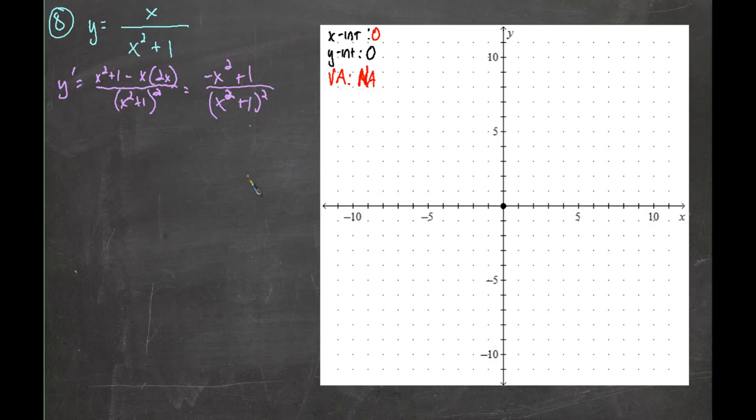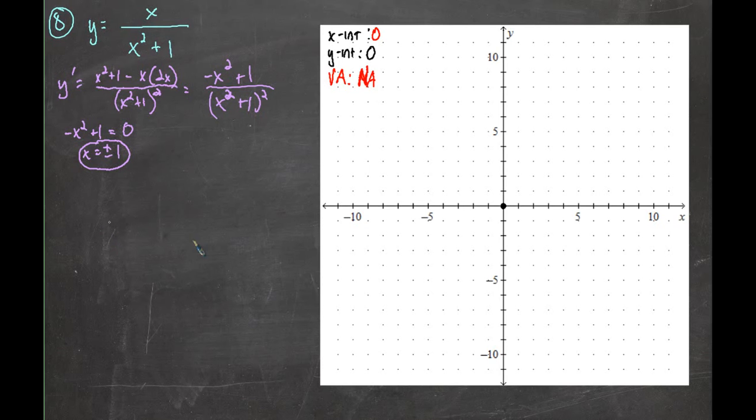Okay, so what do we care about the derivative? We care if it's equal to 0, which means just the numerator needs to be equal to 0. Negative x squared plus 1 equals 0. So x is going to be equal to plus or minus 1. Okay, so that's going to be something we want to note on our little table, right? It keeps track of all that info.